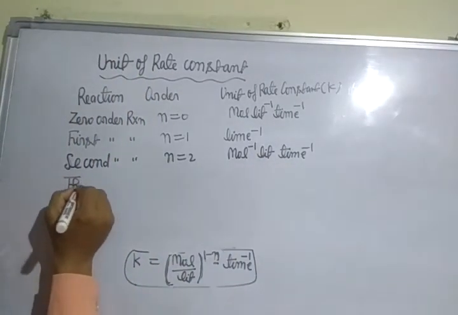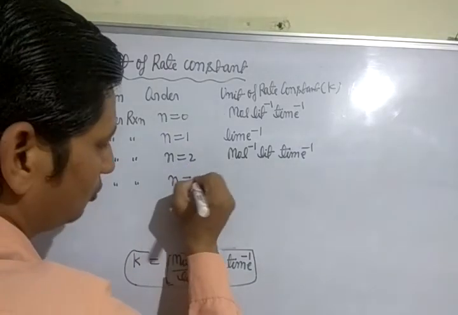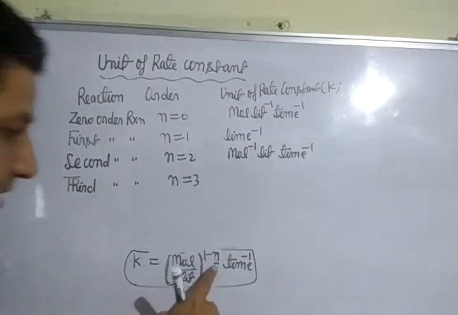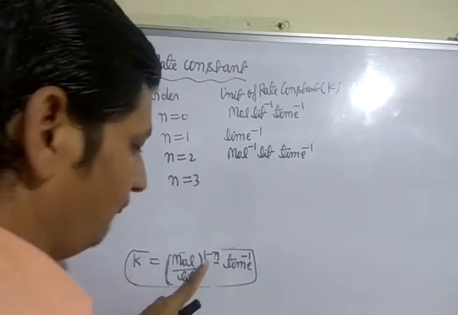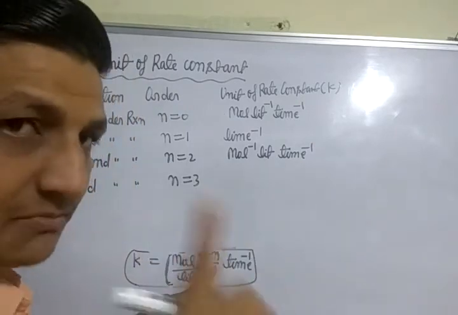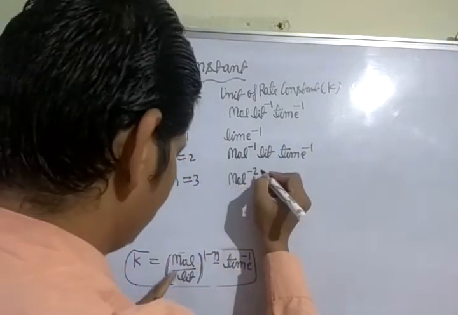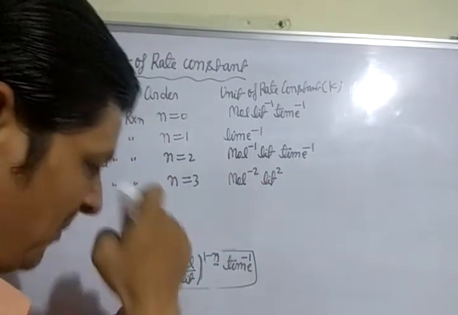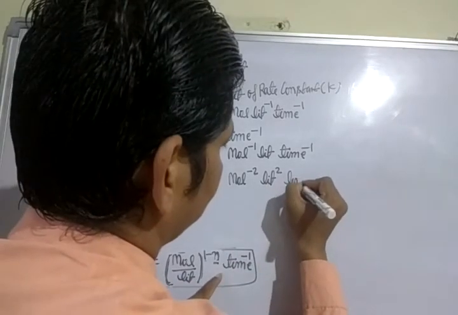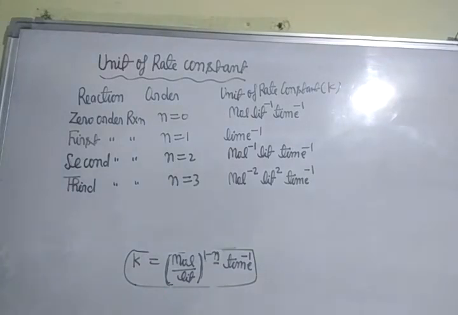Third order reaction. n is equal to 3. Now we have to put here n is equal to 3. When we put n is equal to 3 we get 1 minus 3 is equal to minus 2. Mole to the power minus 2, liter to the power 2, time inverse. Okay students, so these are the units of rate constant for different order reactions.